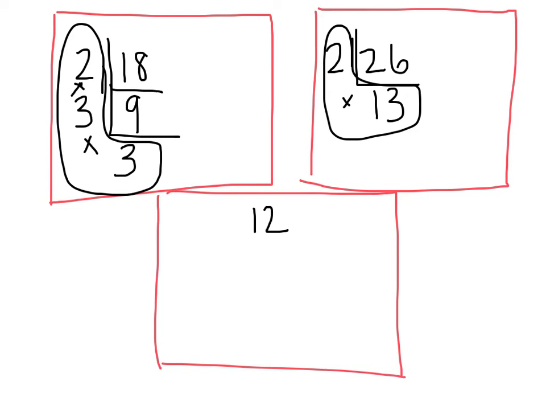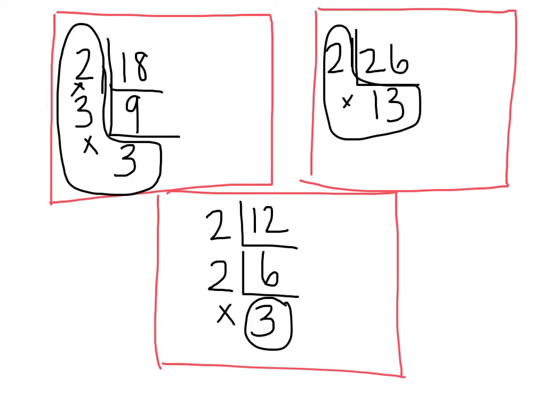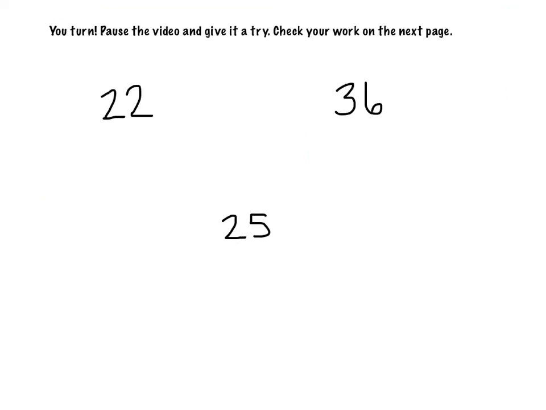And for 12, again, I know that 2 works. 2 goes into 12 6 times. I write the quotient below. 6 divided by 2 is 3. All those numbers are now prime, so I can stop. Once I get a prime number down here at the bottom, I know I'm done. So 2 times 2 times 3 is the prime factorization for 12.